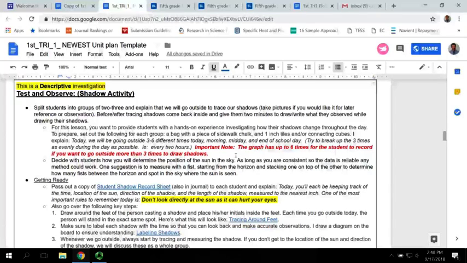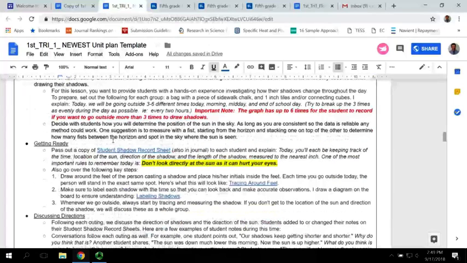So I won't read all of this. You can read it yourself. But basically, you're going to have the students go out 3 to 5, maybe even 6 times a day. And obviously, this is going to be on a sunny day. And the students are going to measure their shadow, and I would probably use sidewalk chalk as the best option for you. Before we get into what you're going to do, it's very important to remember to tell the students do not look directly into the sun. It can really hurt your eyes, that's obvious, but important to tell your students that.